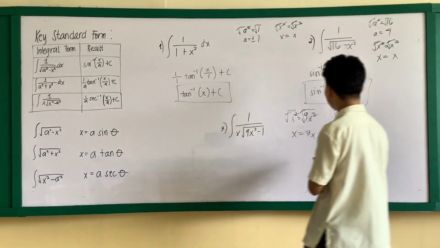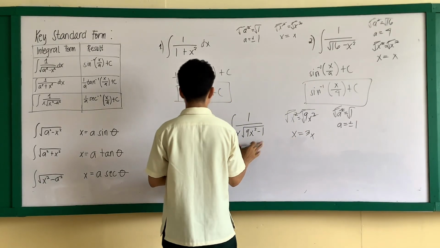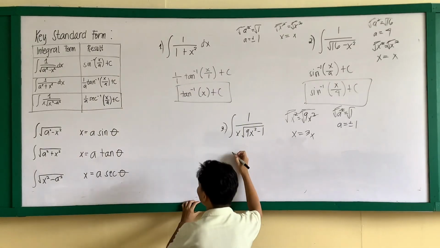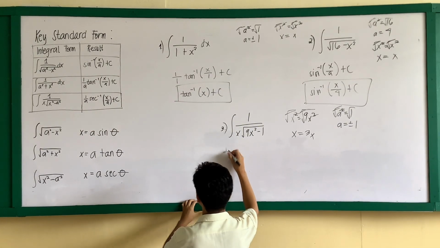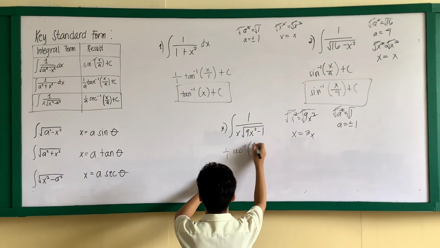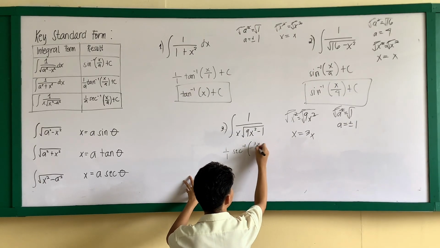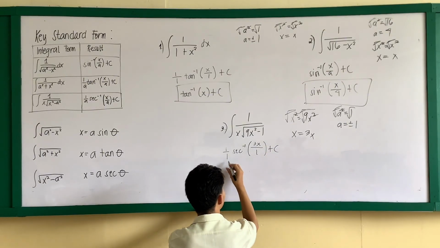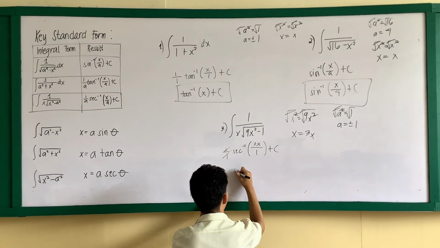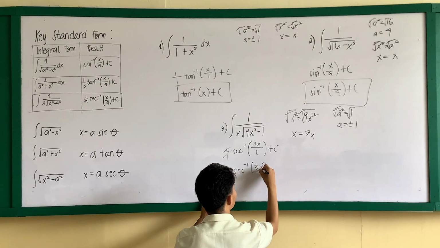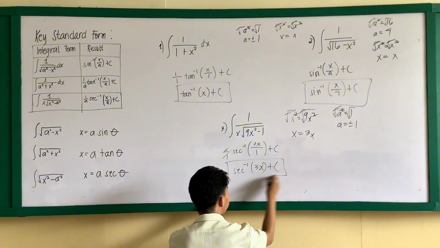So now we can substitute this into this because we already found the value of x and a. So 1 over the value of a is 1 arc second times the value of x is 3x over the value of a is 1 plus c. So we can cancel this arc second times 3x plus c. So now this is our final answer.